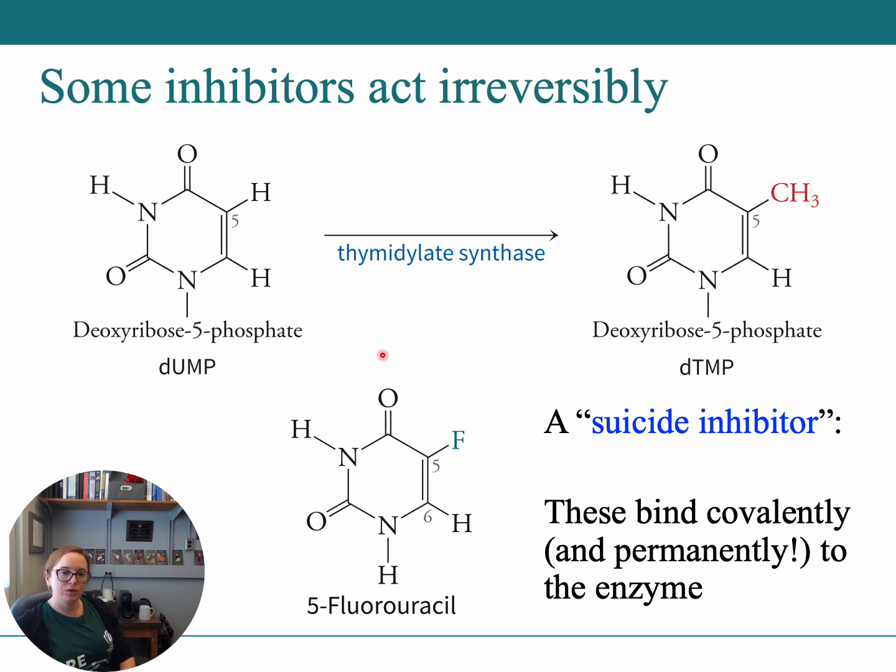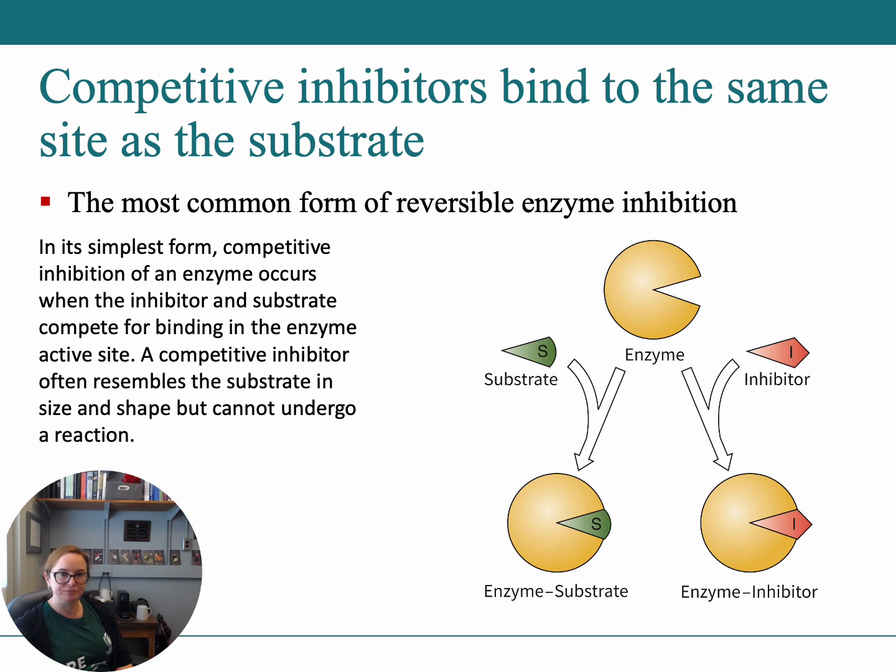What happens with the inhibitor is, because of this highly electronegative fluorine atom, when this inhibitor goes into the active site, this is so electronegative that it's going to pause the conversion within the active site, and the methyl group cannot be added because the attraction between this electronegative fluorine and the enzyme active site is too strong. And so this will permanently inactivate the enzyme that it binds to.